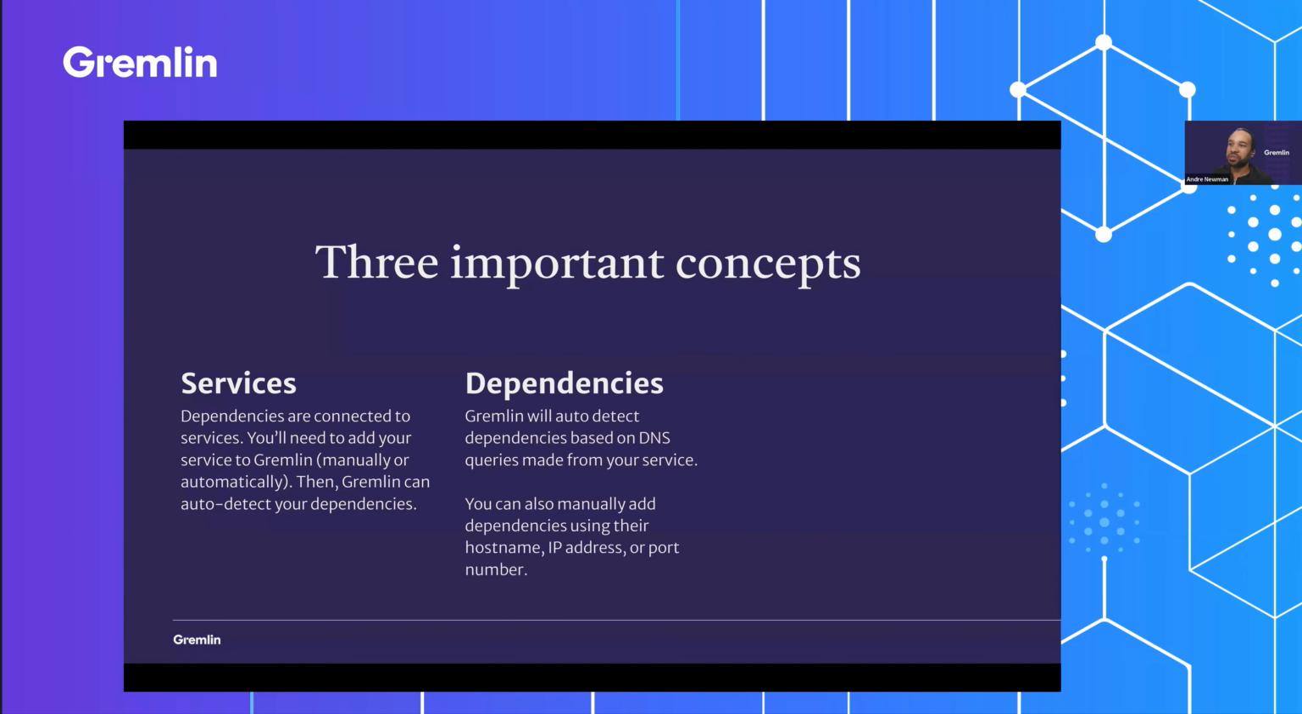Once we have those, Gremlin auto-detects the dependencies that our service talks to. And we do this by checking DNS queries that the service makes. You can also manually add dependencies yourself, and Gremlin will recommend dependencies if it's not 100% confident that they are dependencies, just so you can review them and add them yourself.